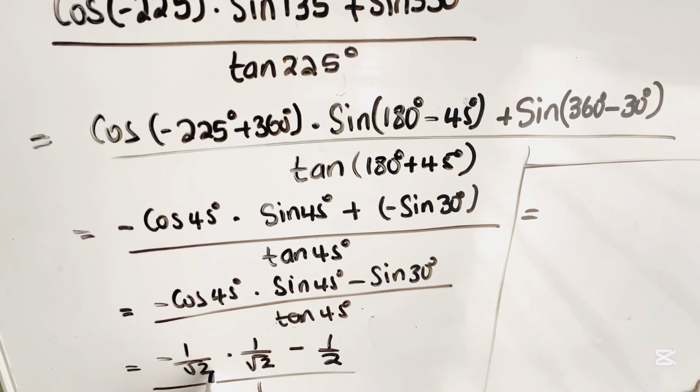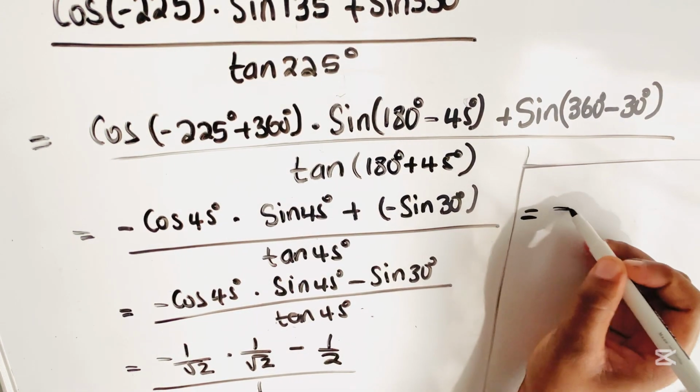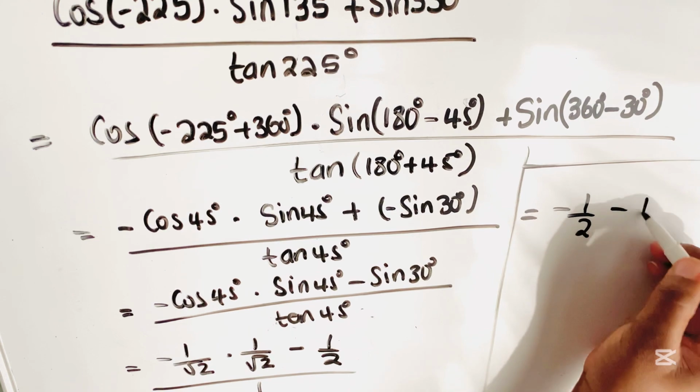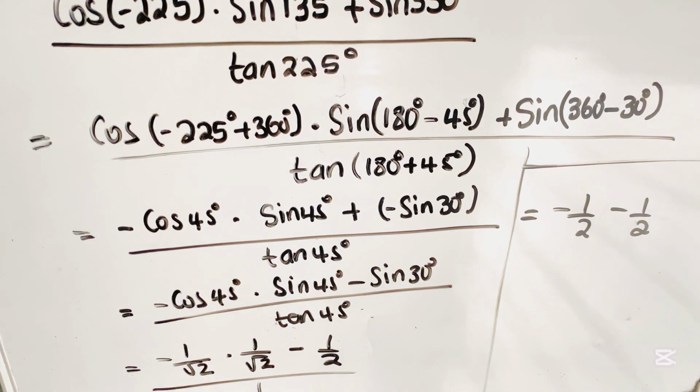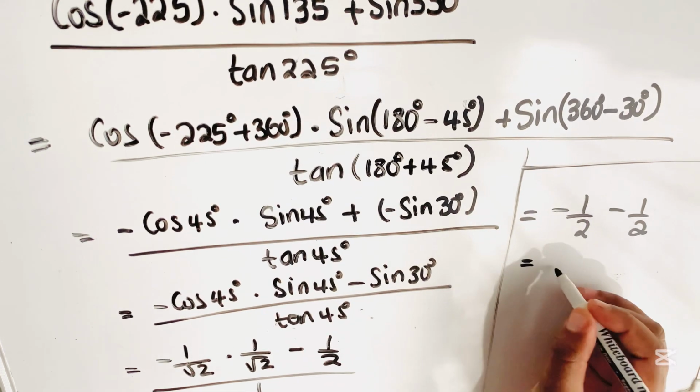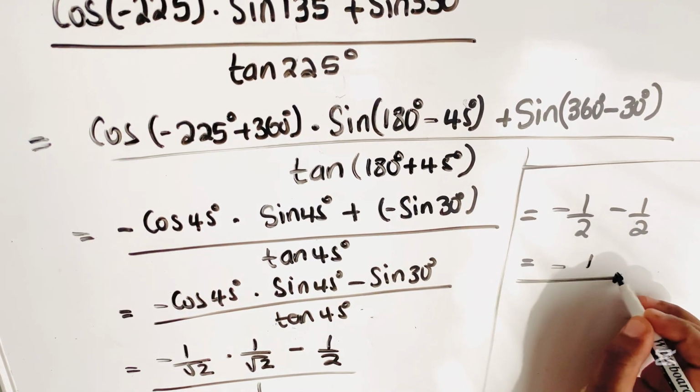Negative 1 over root 2 times negative 1 over root 2 is negative 1 over 2, minus 1 over 2, all divided by 1, would be negative 1 over 2. So the difference of the two is negative 1.